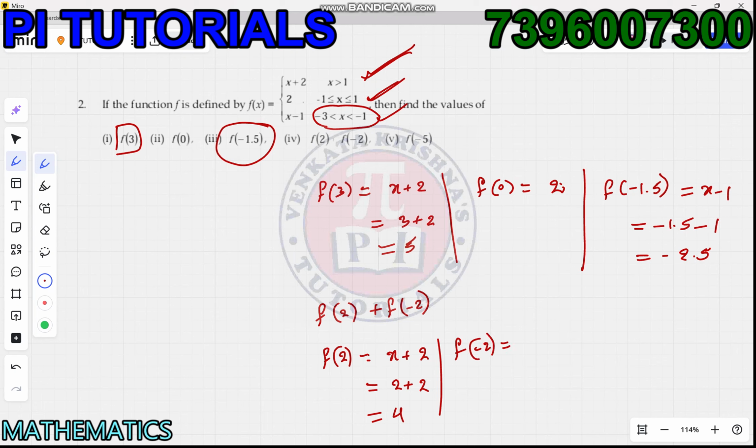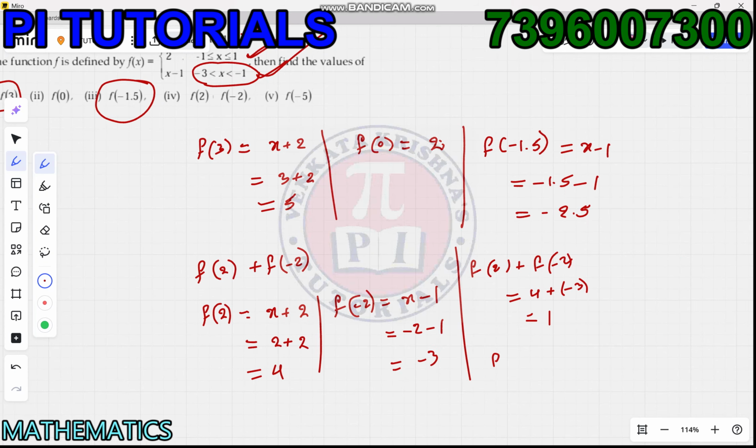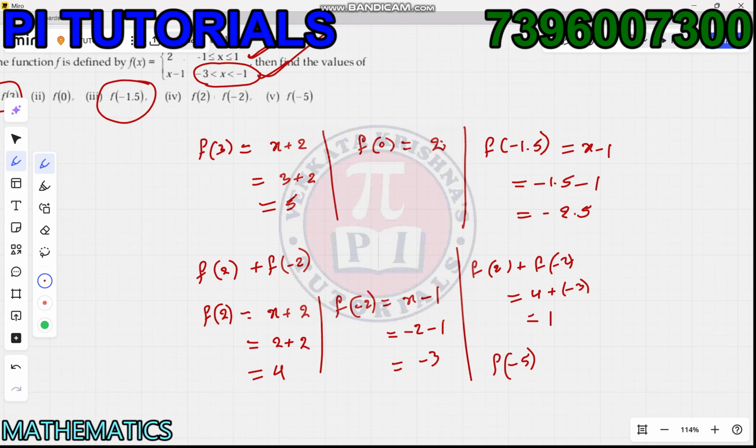And then the question is asking to find f of 2 plus f of minus 2. So that is equal to 4 plus minus 3. So 4 minus 3 is equal to 1. So there is one more value given, f of minus 5. So f of minus 5 is not located in any one of the functions. That's why we write undefined, because it is not defined by the given functions. So we need to write undefined. So this is the answer.